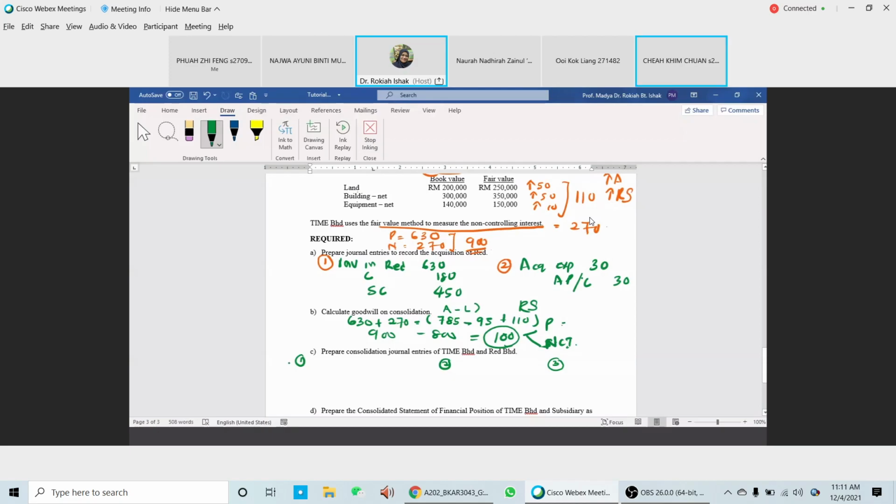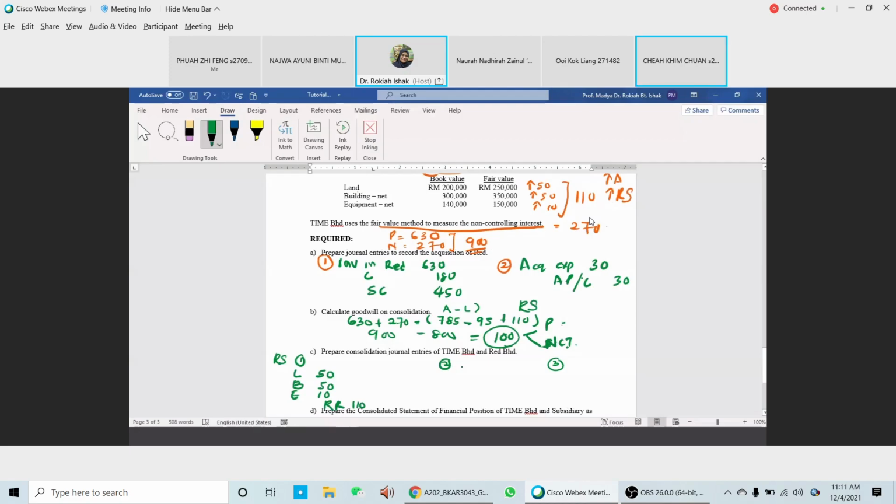Debit land. This one is for the revaluation surplus, isn't it? Land, 50,000. Debit building, 50,000. Debit equipment, 10,000. Credit revaluation reserve, 110. Reserve or surplus, what is the term that you're using in your balance sheet? In the balance sheet, it's revaluation reserve. So 110.